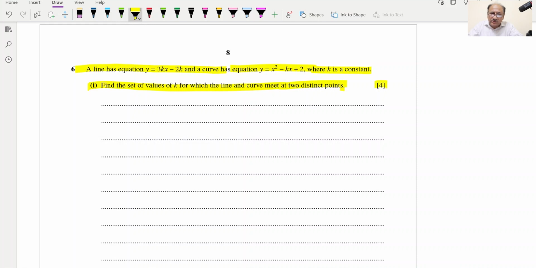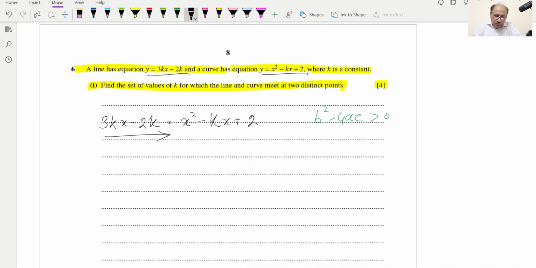For 2 distinct points we are taking the discriminant, which is b squared minus 4ac greater than 0. We can equate the equations, and this equation and this equation will be equal at the common point. So 3kx minus 2k is equal to x squared minus kx plus 2. Further we can simplify, and we can shift these two terms to the other side.